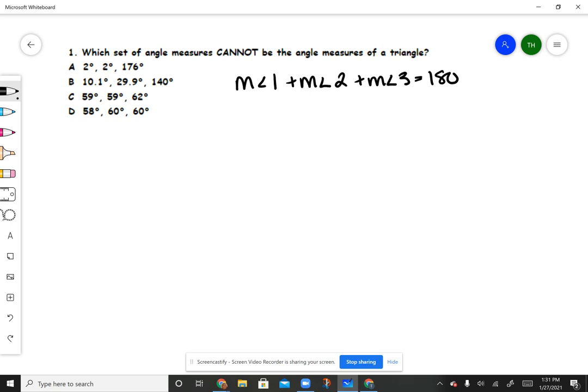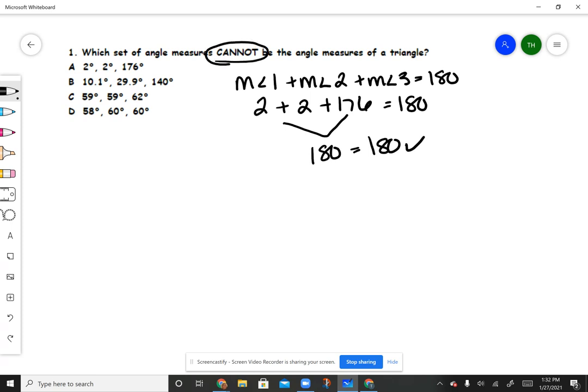Okay, so I'm going to look at my answer choices and I'm going to plug in numbers. First, I'm going to see if there's any that I can eliminate quickly. 2 plus 2 plus 176. Okay, let's plug our numbers in. So we have 2 plus 2 plus 176 equals 180. Remember, you can label these however you want, so just angle 1, 2, and 3. If I add all of this together, I would get 180 equals 180. And that's true. We're looking for the one that cannot be the angle measure. So I know A is not my answer.